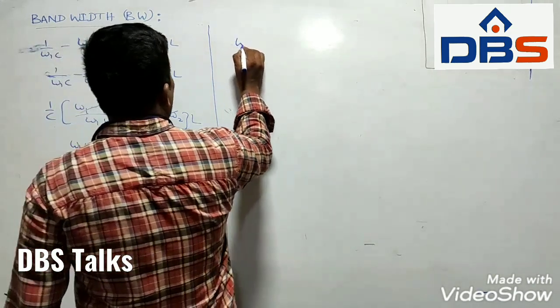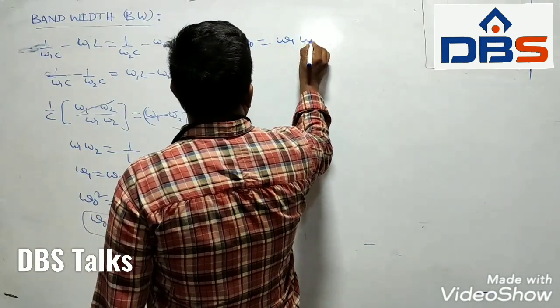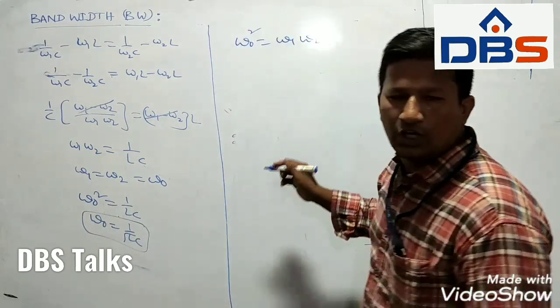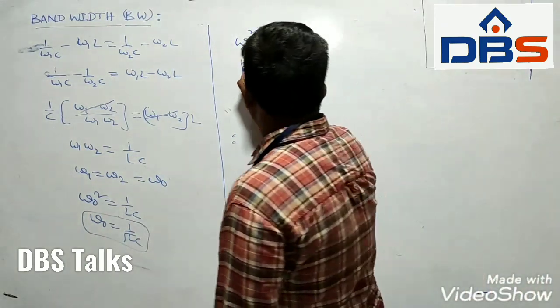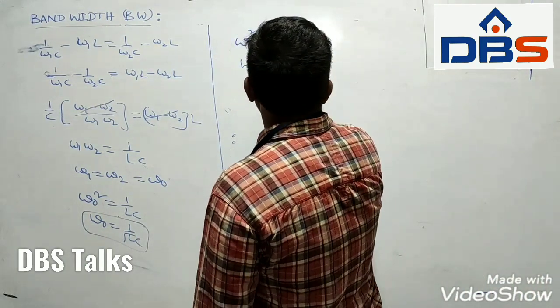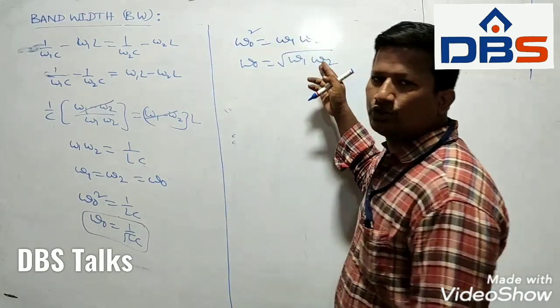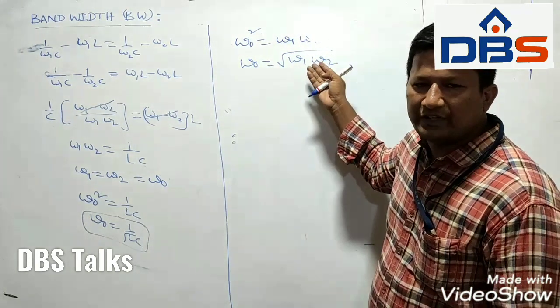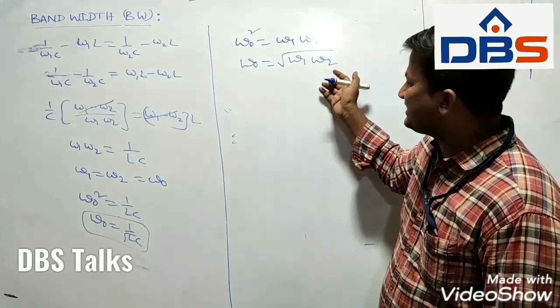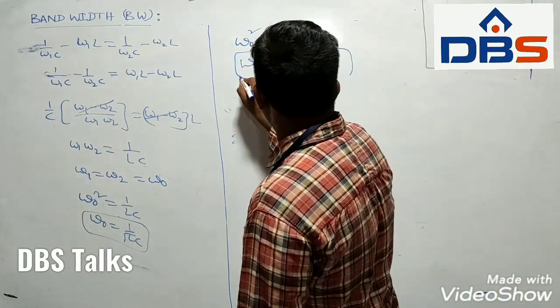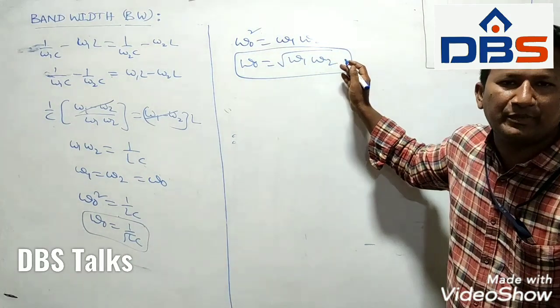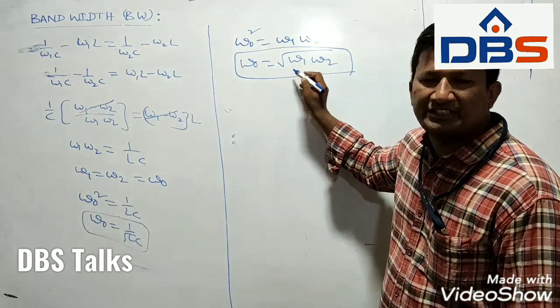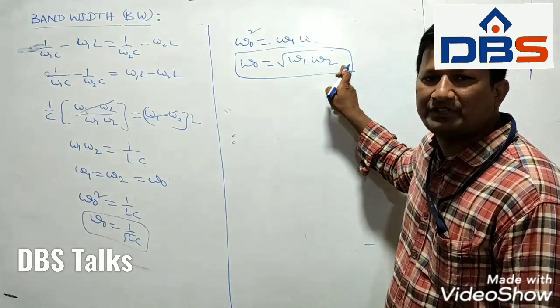And we know that omega naught squared is equal to omega 1 omega 2. Now omega naught equals the square root of omega 1 omega 2. If these two are equal, we go for the resonant frequency, that is omega naught is equal to 1 by root LC. So the resonant frequency is the geometric mean of the two cutoff frequencies, that is the lower cutoff frequency and the higher cutoff frequency.